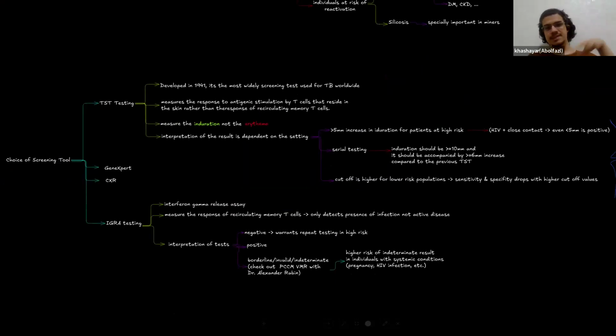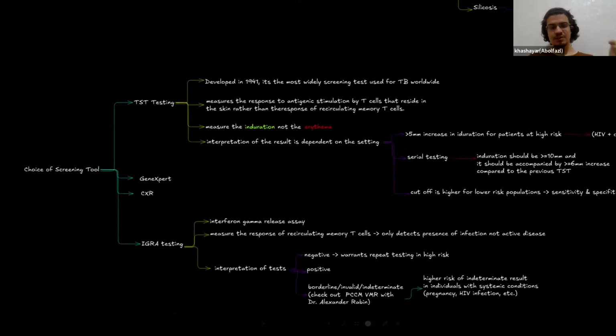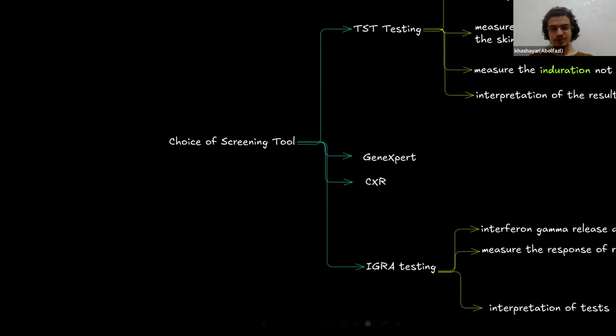Now that we've discussed the populations that can most benefit from TB screening, we need to discuss what choices we have for screening tools. Generally, 4 tools are available for us for screening: TST testing, GeneXpert testing, chest X-rays, and IGRA. The main first-line recommendation by WHO is GeneXpert testing because it provides us with highly specific and sensitive tests, and it allows us to test for drug resistance, but this is not available everywhere. So again, go back to your local guidelines.